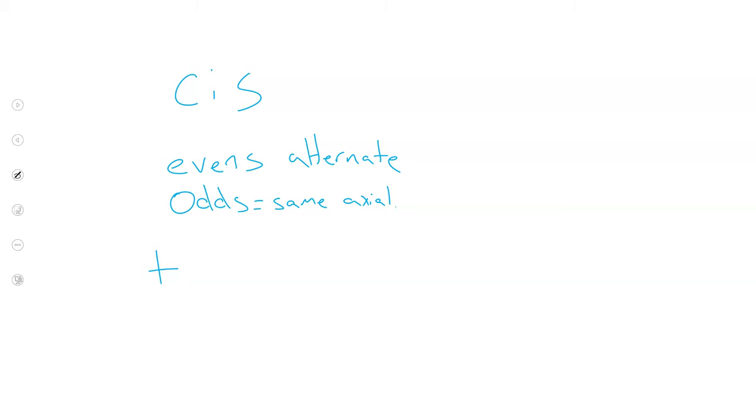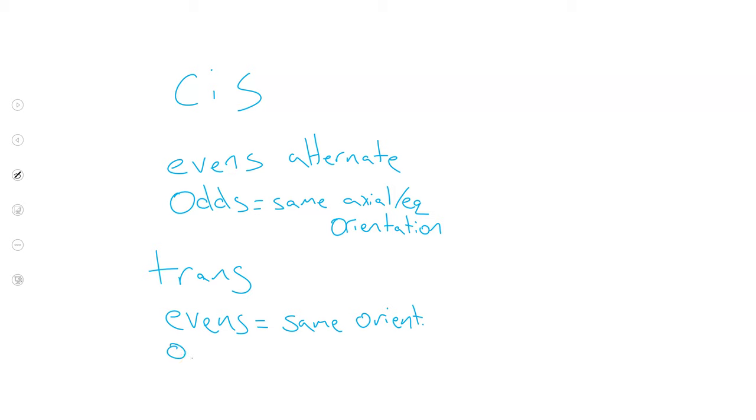We can call that orientation. So when it's cis, evens alternate orientation and the odds are the same orientation. And when it's trans, that's reversed. So when it's trans, the evens are the same orientation, and the odds alternate. Does that help? I love that.